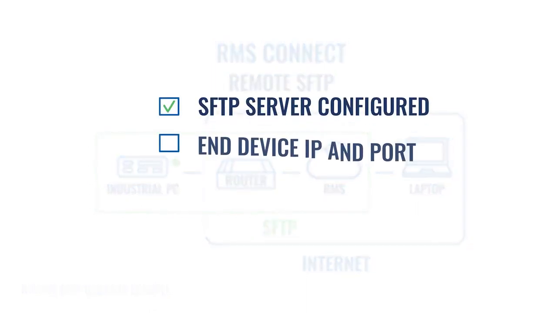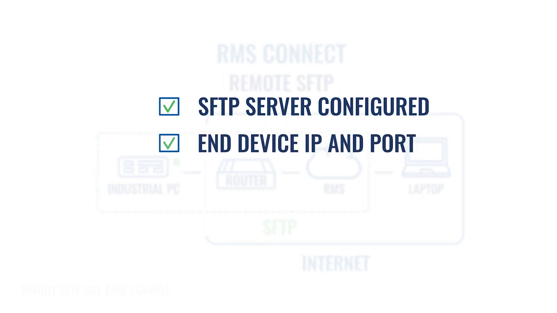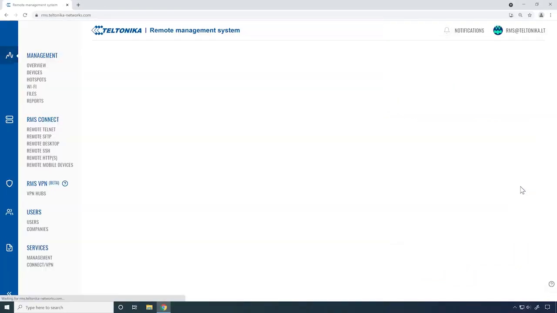Before we start the configuration, make sure you have the SFTP server configured. Have the IP address, password, and know the port. Also, you should have the AND device connected to the RMS device. First, let's connect to RMS.